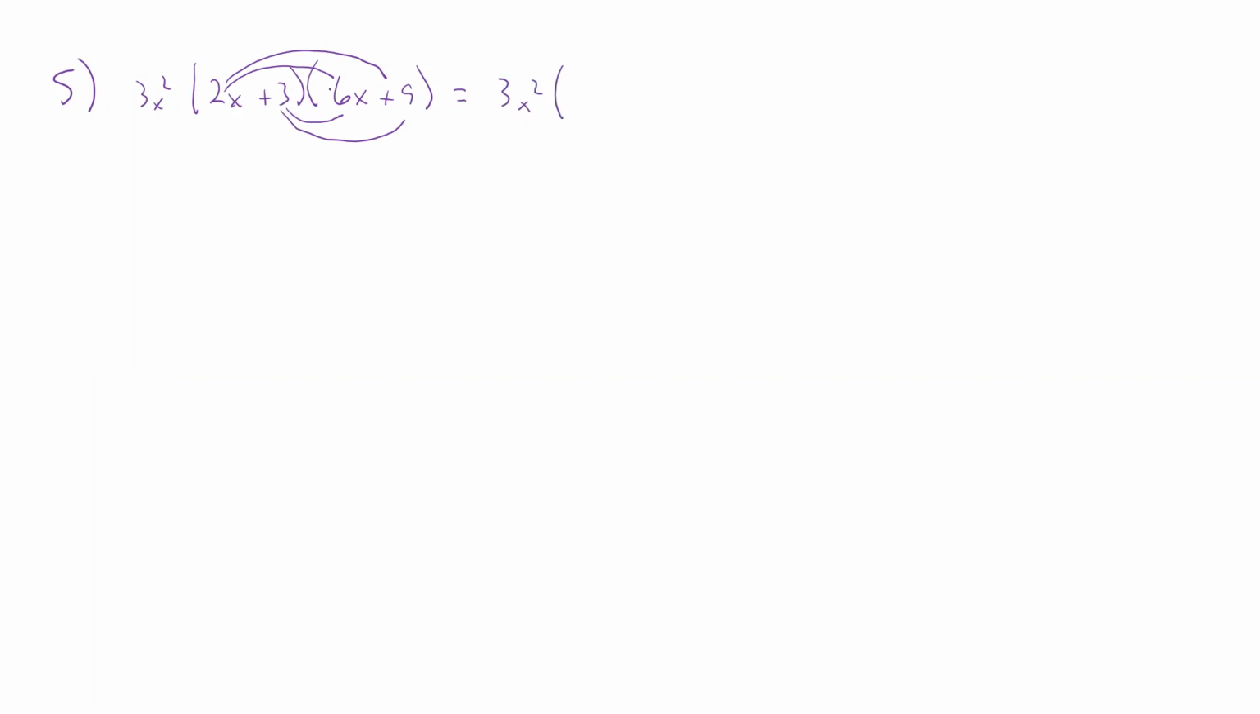So here I have a 2x times a 6x, so that's going to give me a 12x squared. 2x times 9 is going to be plus 18x. Then 3 times 6 is going to be plus 18x. And 3 times 9 is going to be plus 27. So again, I have like terms, so I have 3x squared, then 12x squared plus 36x plus 27. Now I distribute my 3x squared.